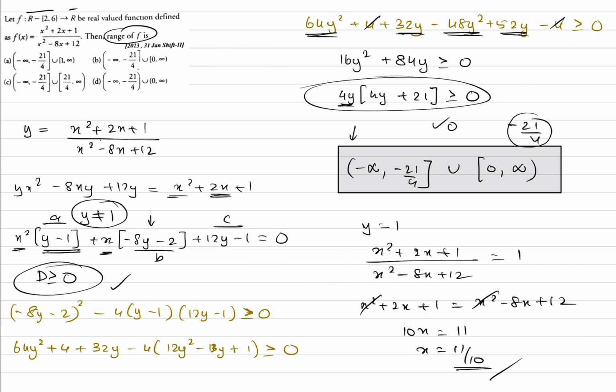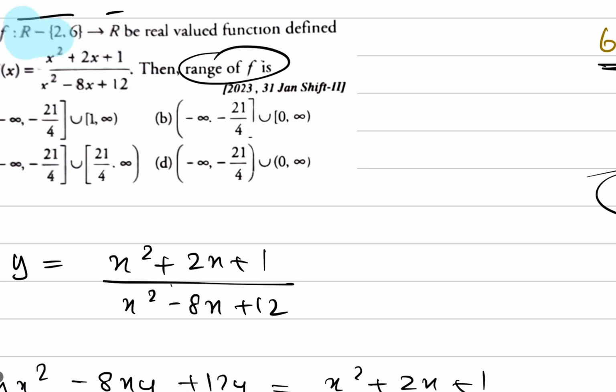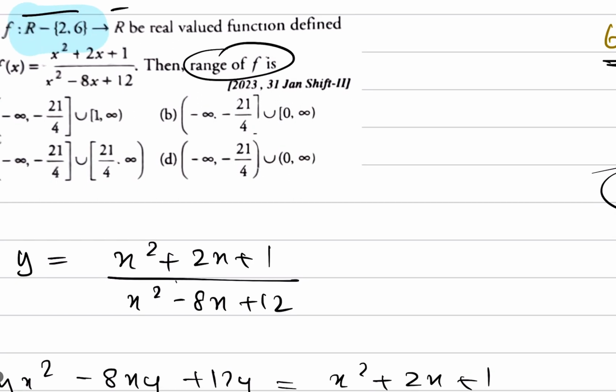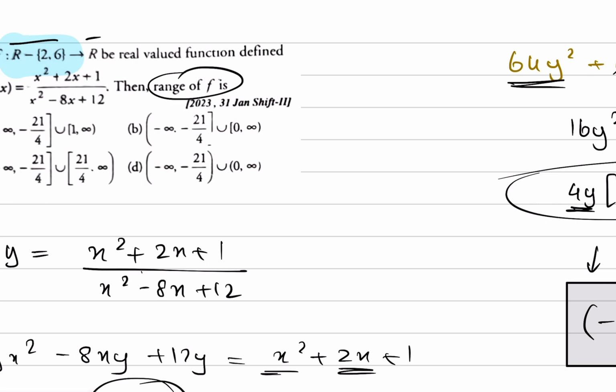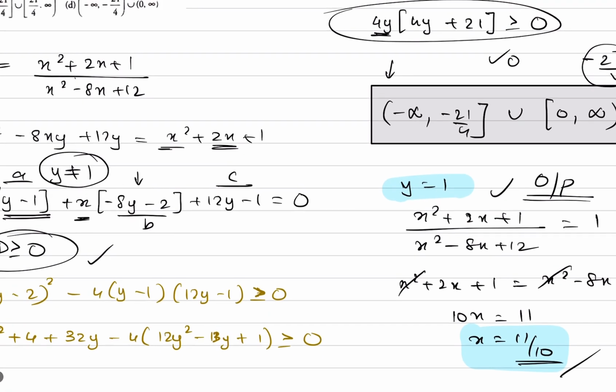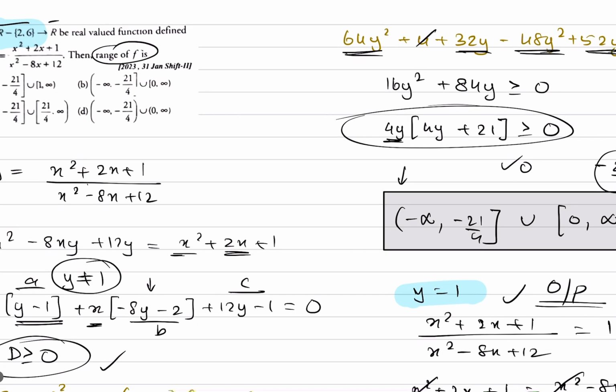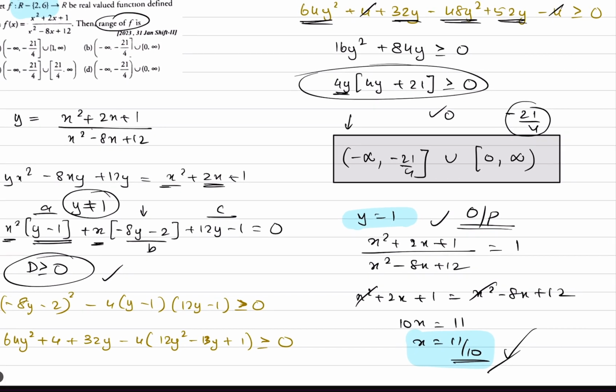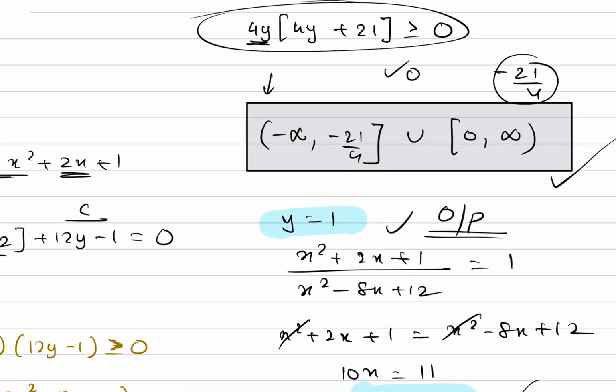So now, why did we do this is because you can see that if I give y is equal to 1, I am getting x is equal to 11 by 10. My domain here is R minus {-2, 6}. Is this 11 by 10 included in any of that? Yes, it is definitely included in this domain itself. It is not outside the domain. So that means when y is equal to 1, that is the output, we are just putting it as a trial, and we are getting the input for that particular output as 11 by 10, which is included in our domain. So therefore, our answer we can write directly as minus infinity to minus 21 by 4 union 0 to infinity. Clear?